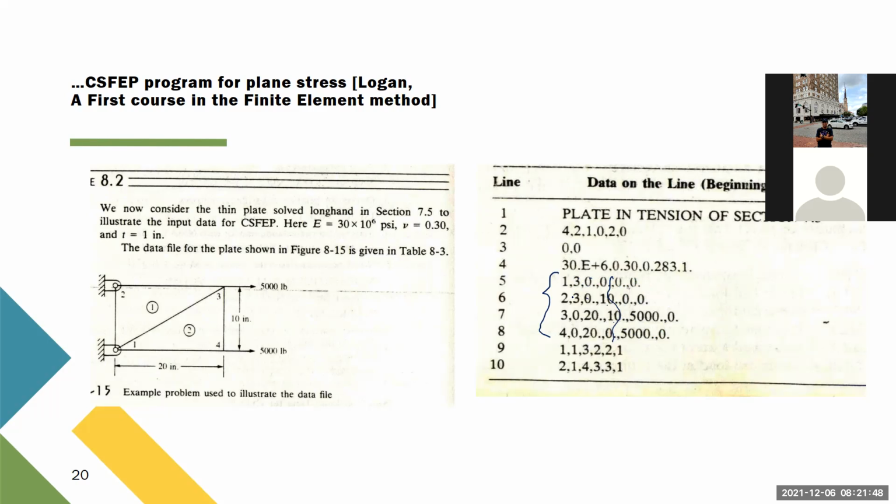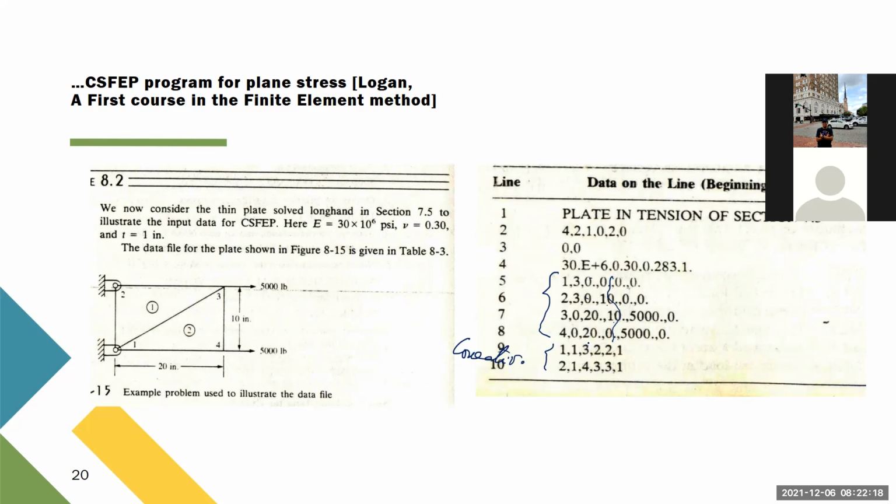In here, we said that we know the displacement, and the displacement are 0 in X and Y, 0 in X and Y. These are the forces. This is force in the X direction, this is force in the Y direction. Since we have only one force in the X direction, that's all what we have. And this is the connectivity part.